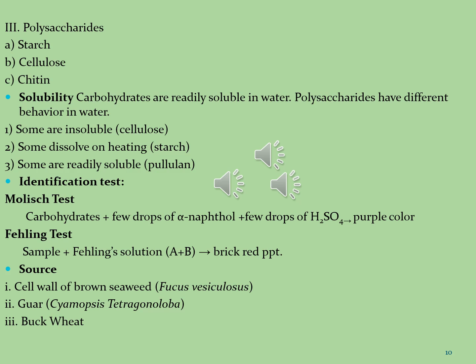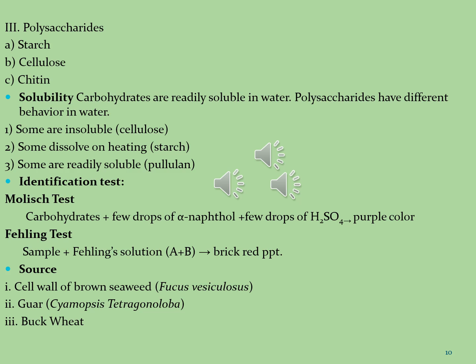The first test is the Molisch test, which is very common. Here we take a sample of carbohydrates and add a few drops of alpha-naphthol and a few drops of sulfuric acid. We obtain a purple color, which indicates the presence of carbohydrates. The second test is the Fehling test, which is also very common. In this test, we take a sample of carbohydrates and add Fehling solutions A and B, which convert these solutions to brick red precipitates, which indicates the presence of carbohydrates.